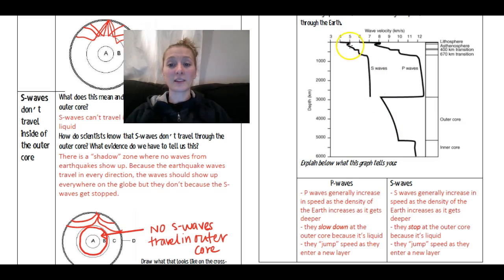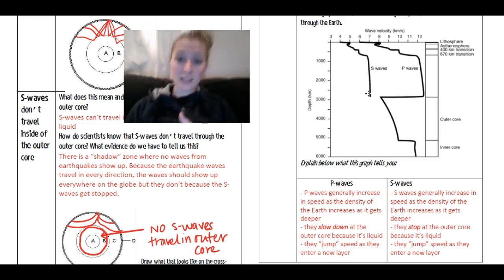So the S wave is very similar, except that it stops. When it hits the outer core, it will slow down or stop. In general, it'll slow down or stop in a material that's less dense, but specifically because the outer core is made of liquid material, that's definitely going to impact how the waves travel.